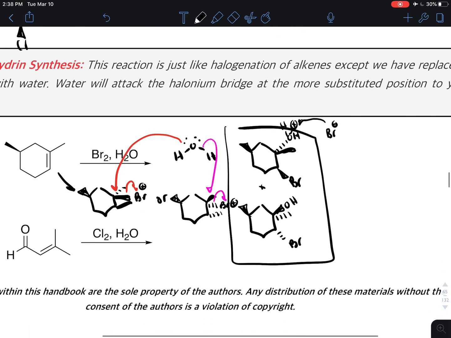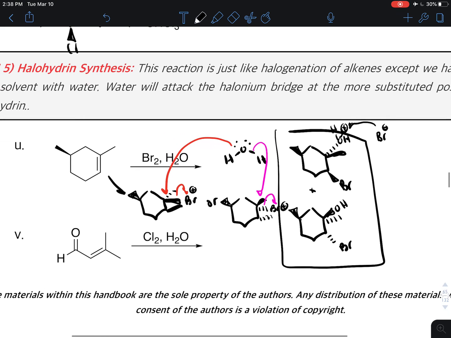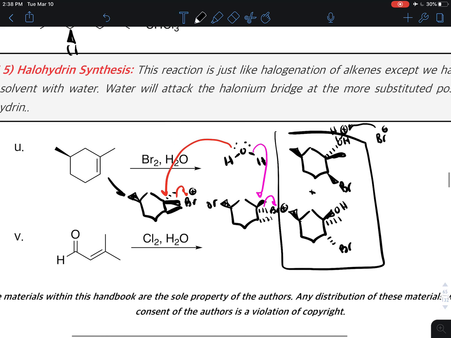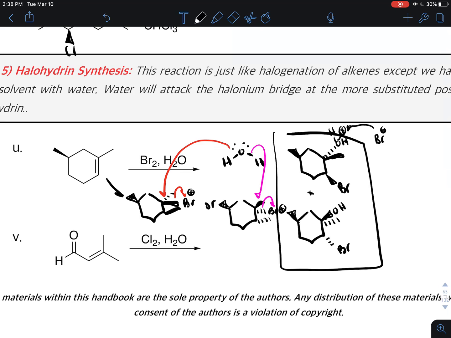Okay, so that's typically how we form these halohydrins. Halo meaning halogen, hydrin meaning water or alcohol. So that's a halohydrin. Now we can predict the products a lot quicker.